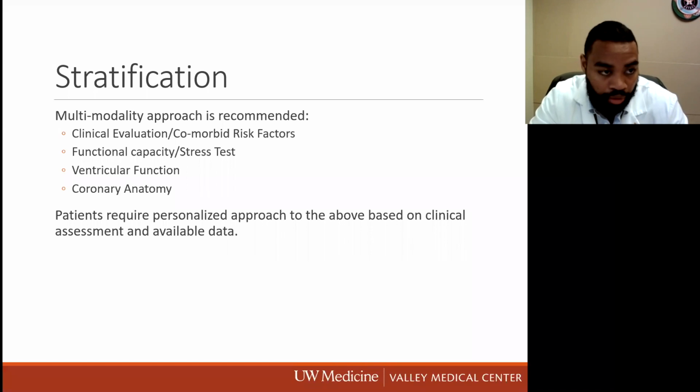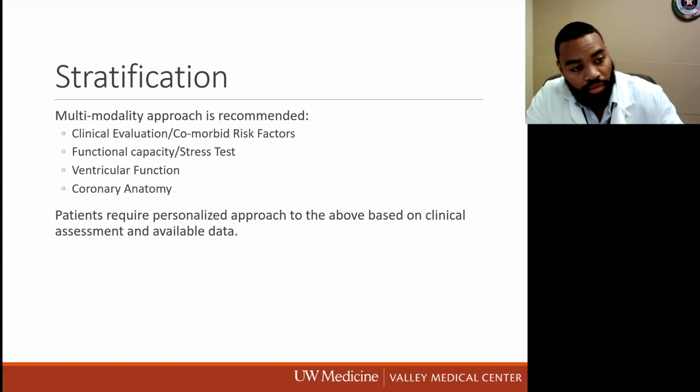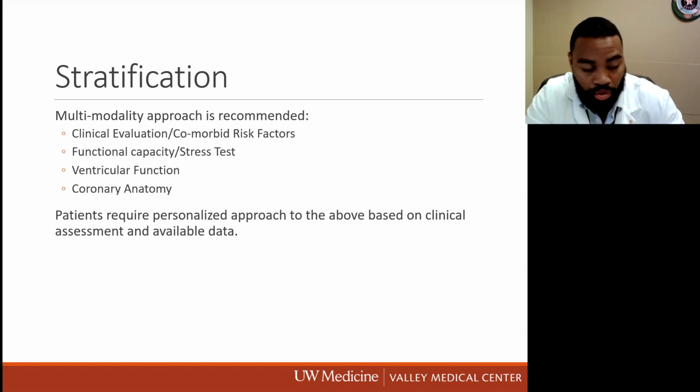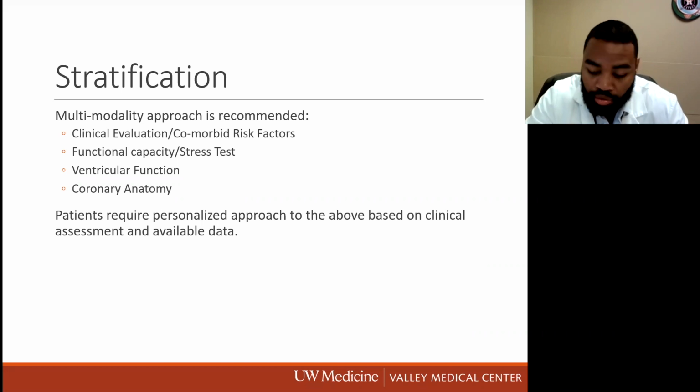So in risk stratification, a multimodality approach is usually recommended, and this will typically include a clinical evaluation and analysis of comorbid risk factors, functional capacity evaluation in the way of a stress test, which is pretty much always indicated for these patients, ventricular function assessment with an echo or cardiac MRI or a MUGA study, and coronary anatomy. Coronary anatomy, as we'll discuss, can be defined classically through angiography, but increasingly we have non-invasive ways to evaluate the coronary bed with coronary CT. Patients obviously require a personalized approach to each of the above, but typically the most successful approach to risk stratification will incorporate 1, 2, or even 3 of these different modalities in order to get the best outcome for patients.